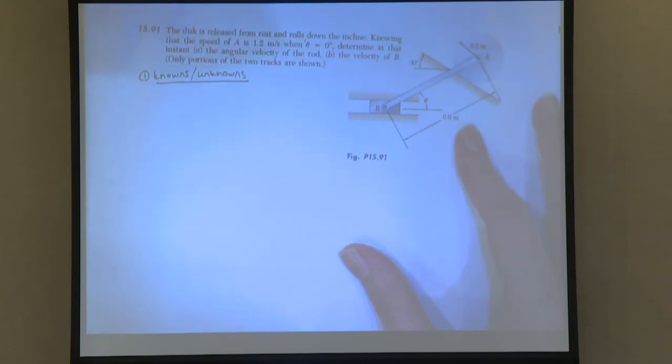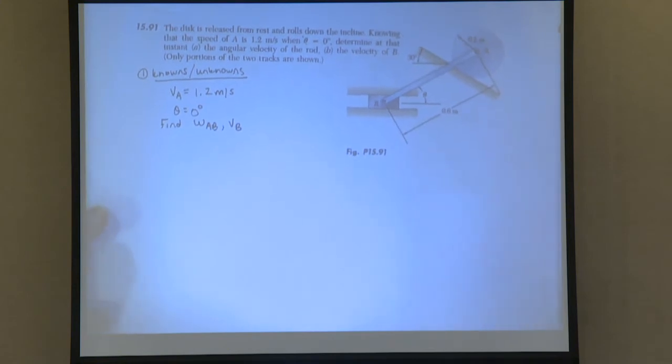We're not told too much. So we know that VA at the instant we're looking at is 1.2 meters per second. The angle is 0 degrees. And we have to find the angular velocity of the rod, so I'm going to call that omega AB, and we have to find the velocity of B. But it's at that instant.